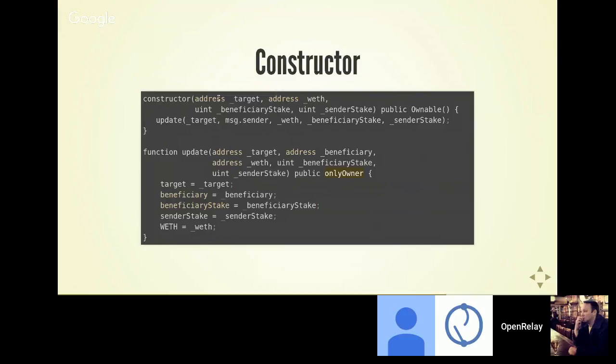You'll note that the constructor did not take a beneficiary address. That just defaults to the sender of the message. So whoever set up the contract becomes the initial beneficiary, but that can be changed through the update function. And then all the update function does is take the parameters that are passed into it and save them off into the permanent storage variables.